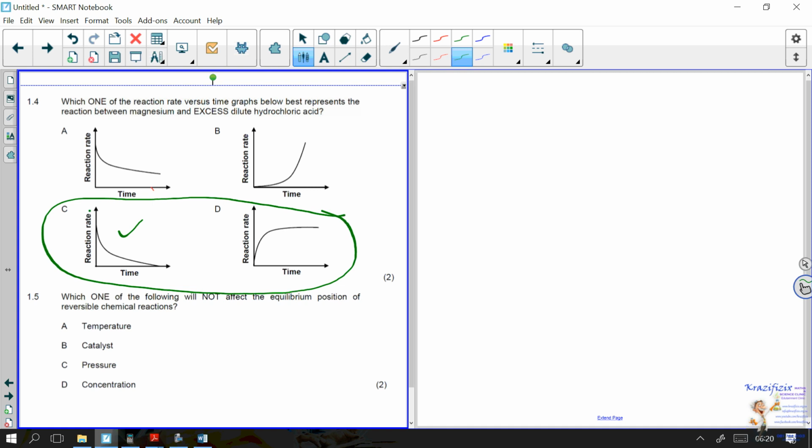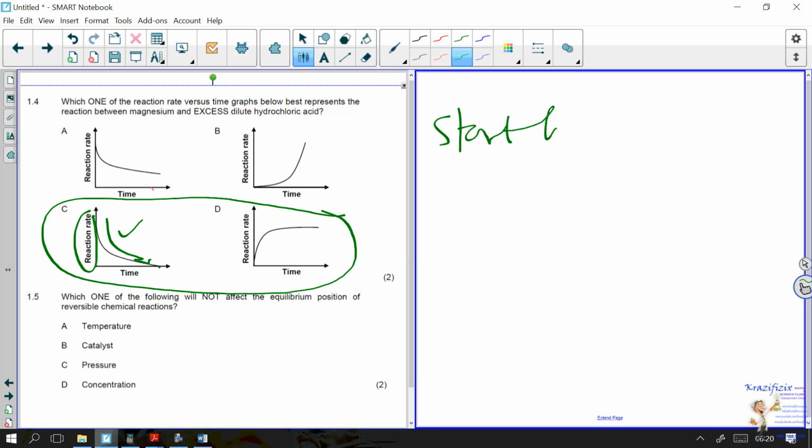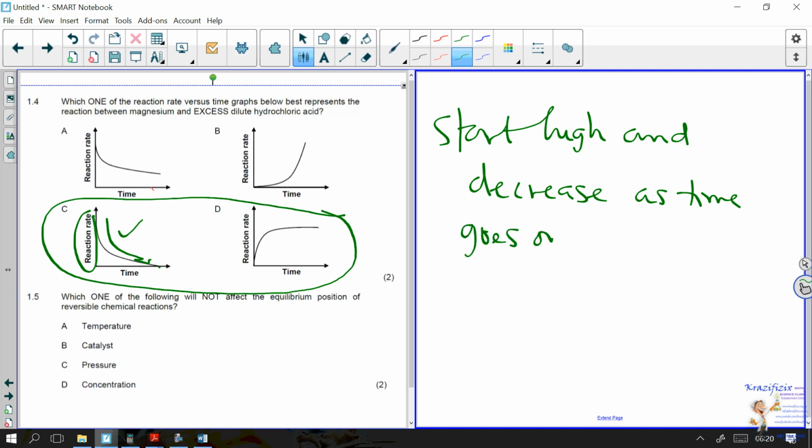We're talking about reaction rate here. It will start very fast and then decrease as time goes on until it ends. Is that okay? So reaction rate will start high and decrease as time goes on.